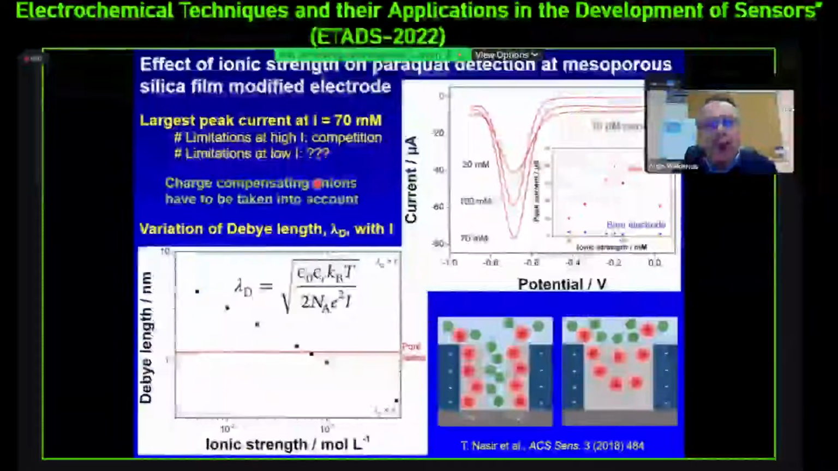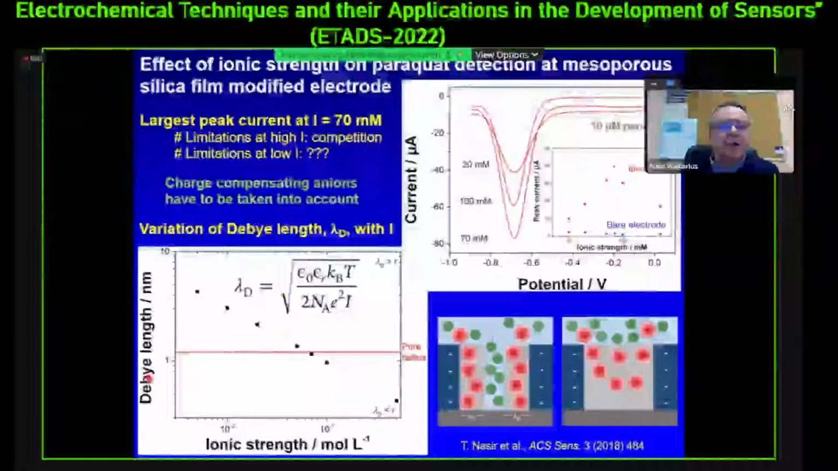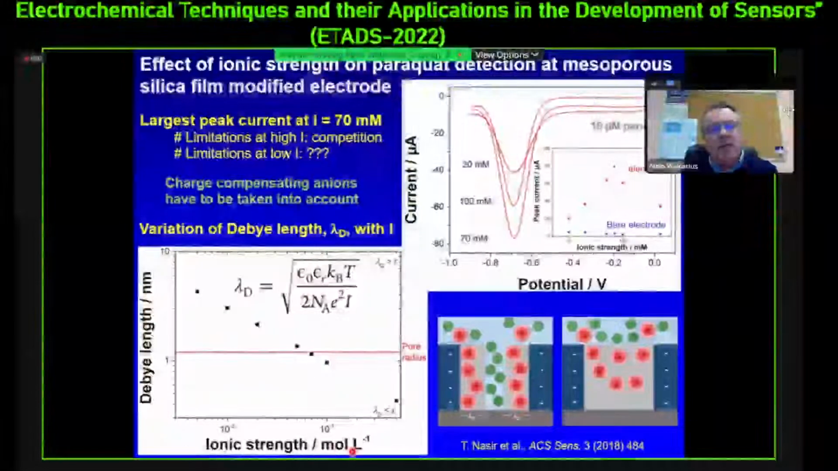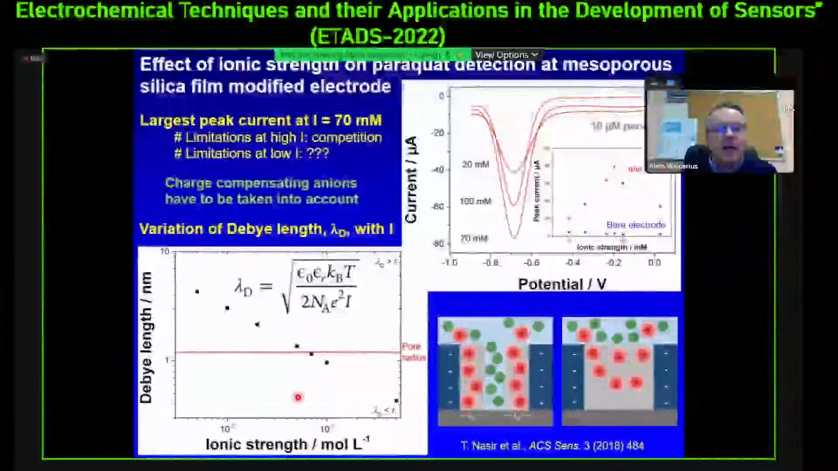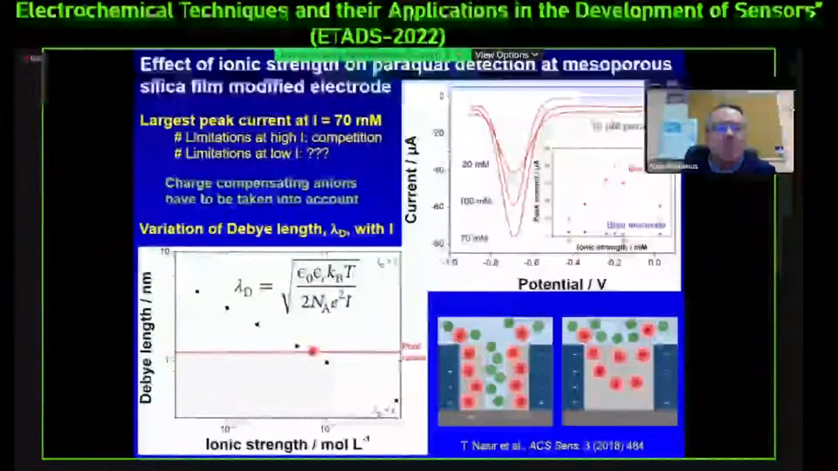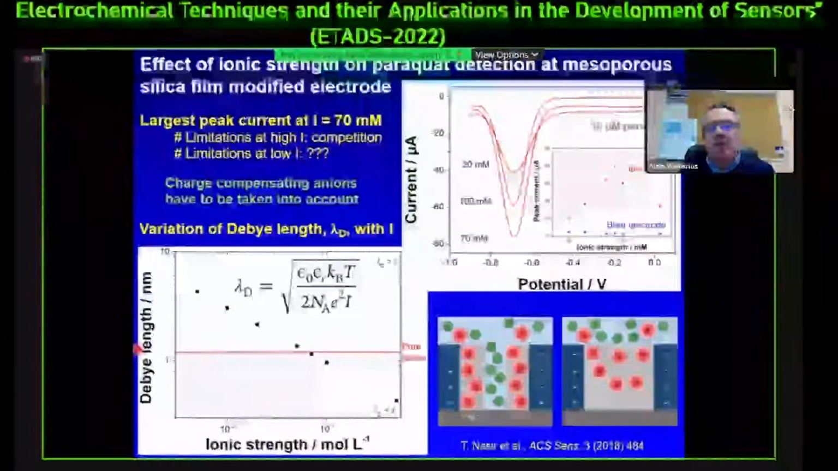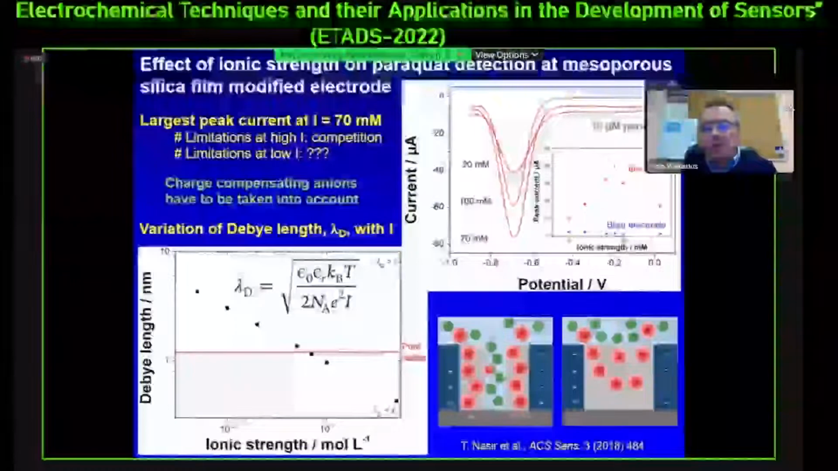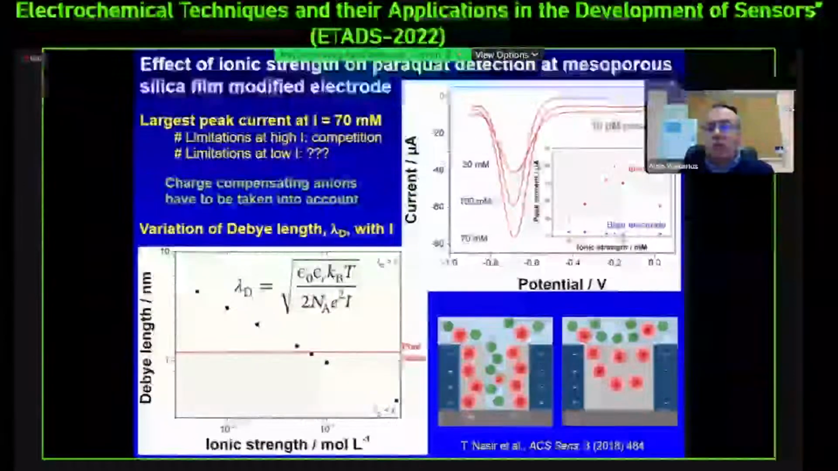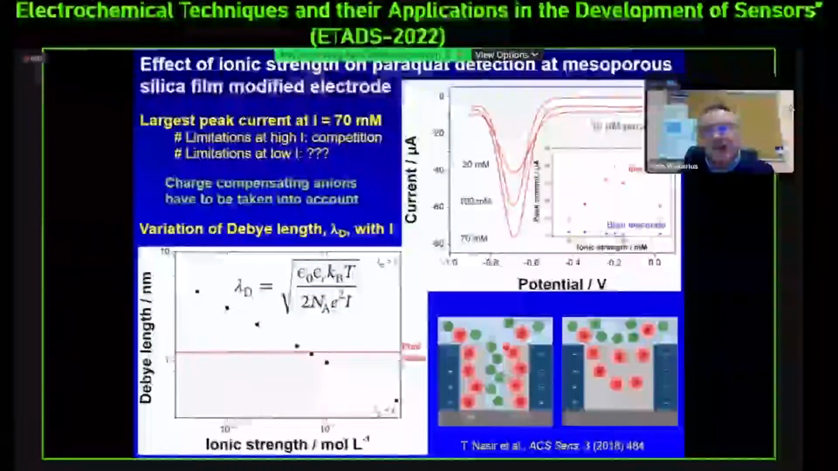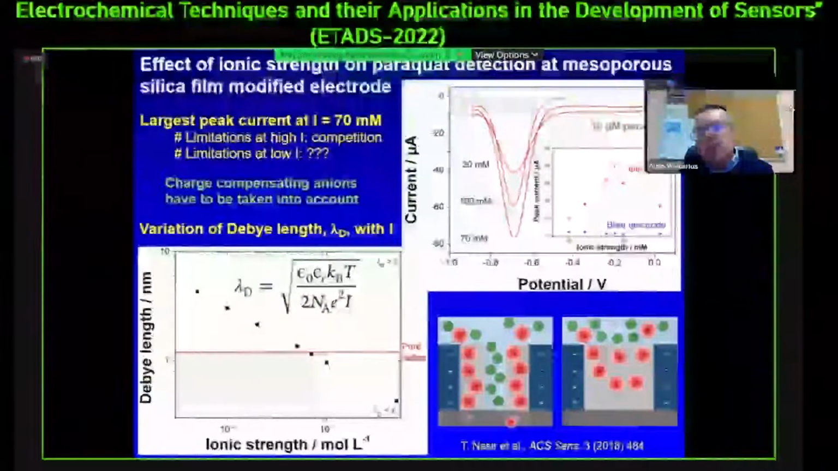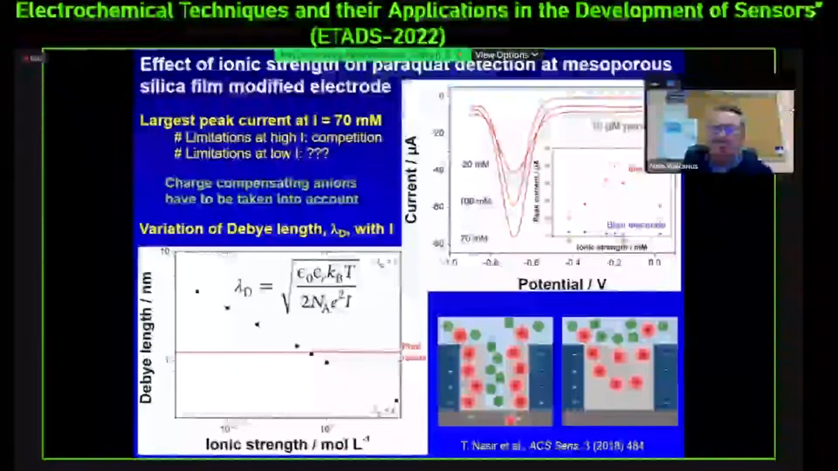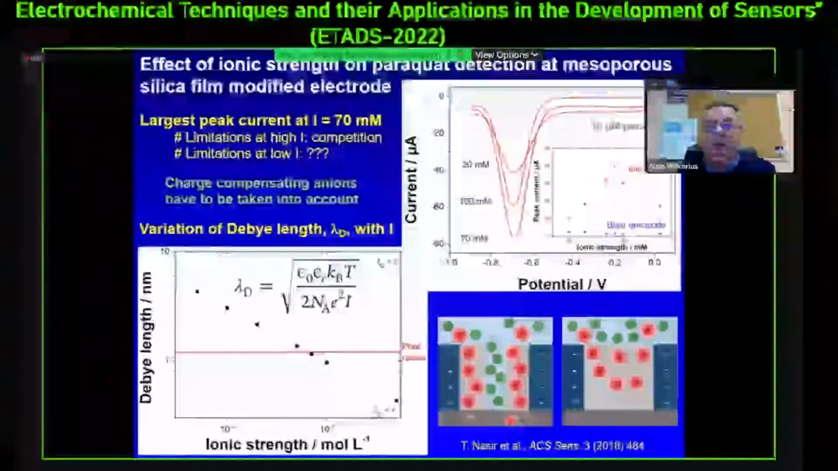And actually, having a look at the variation of the Debye length with the ionic strength, we observe that the optimal value of ionic strength, 70 millimolar, corresponds exactly to a Debye length which is equal to the pore radius. And again, we need to consider that when the methyl viologen accumulates inside the pores, it is not alone. It is with its counter anion.